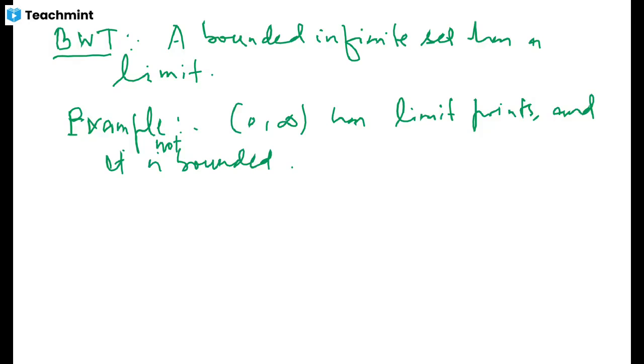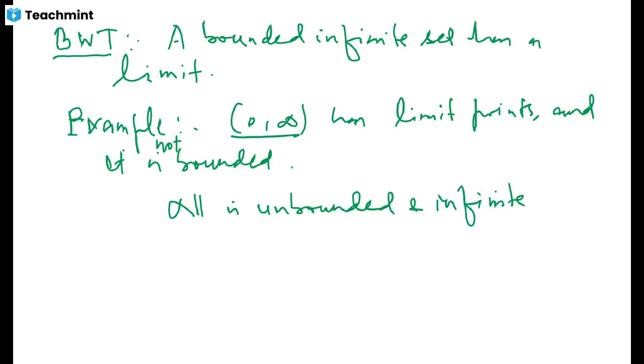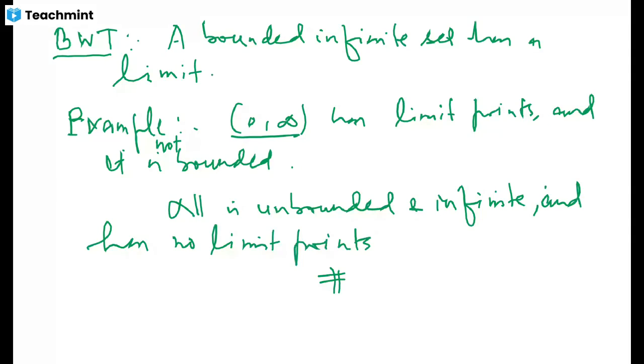The other thing that remains to be told about unbounded sets is that there is no condition which guarantees the existence of limit points for them, because there are unbounded sets which have limit points, and there are also unbounded sets which do not. The open interval (0, infinity) is unbounded and has limit points. At the same time, the set of natural numbers is also unbounded and infinite, but it has no limit points. So this is all the possibilities.